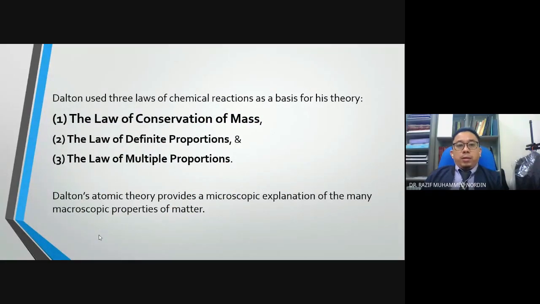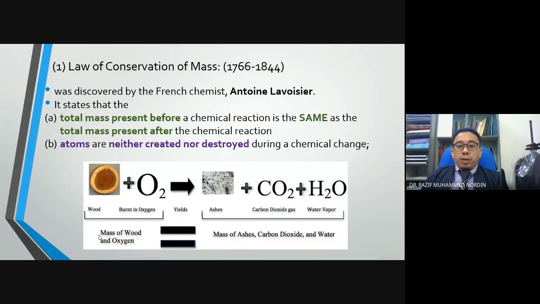Dalton used three laws of chemical reactions as a base for his theory. The first one, the law of conservation of mass. The second one, the law of definite proportions and multiple proportions. The Dalton theory provides a microscopic explanation of many macroscopic properties of matter. First one, conservation of mass, which is still used until now.